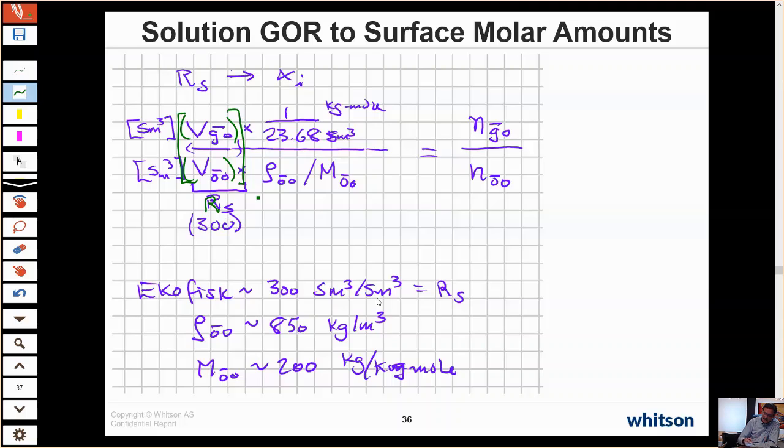Okay, and if I'm using Ekofisk, that's a big 6 billion barrel field in Norway. Approximately 300 standard cubic meters per standard cubic meter initial solution gas oil ratio. The stock tank oil density around 850 kilograms per cubic meter, and average molecular weight of stock tank oil about 200 kilograms per kilogram mole. So if we just calculate this, somebody's got a calculator here, hopefully. And we got basically this 300 number.